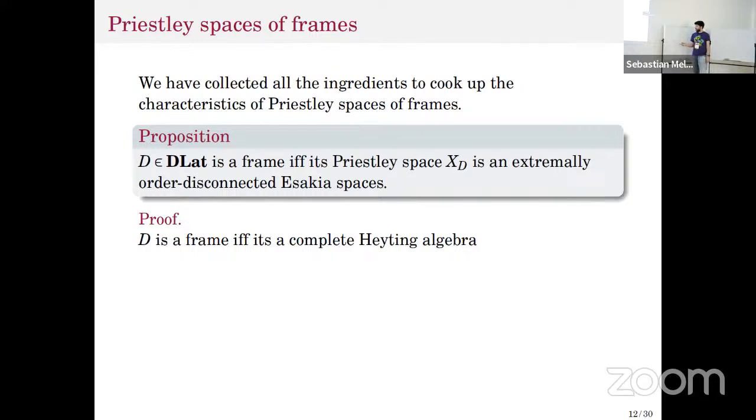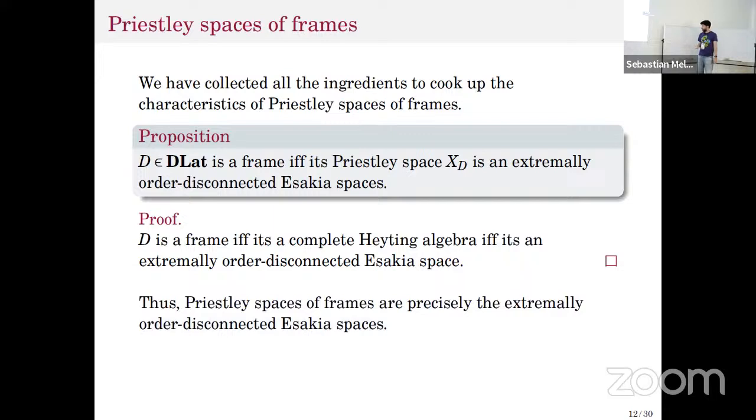We know these are frames if and only if it's a complete Heyting algebra. We know its Priestley space is an Esakia space because it's Heyting. It's complete if and only if it's extremely order disconnected. So this is a very straightforward proof right now. And so we could define our Priestley space of frames to be exactly extremely order disconnected Esakia spaces.